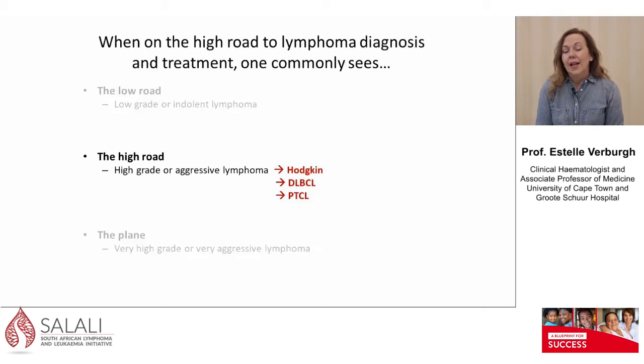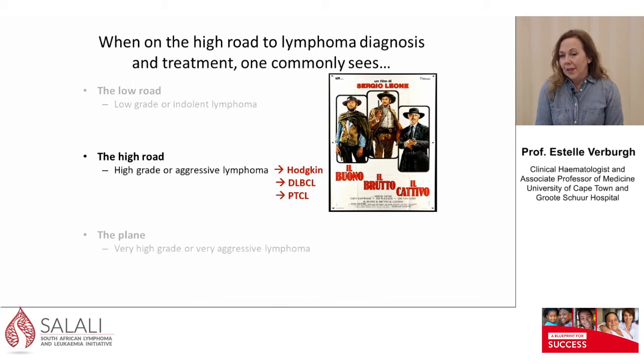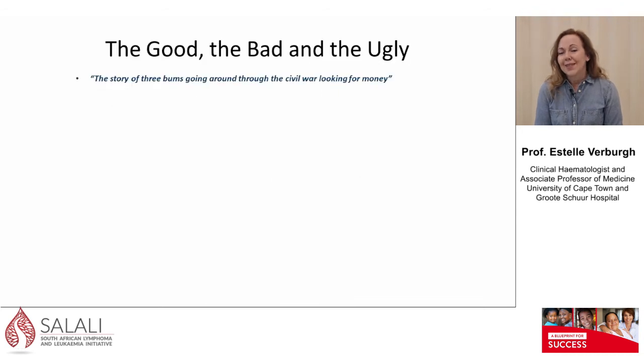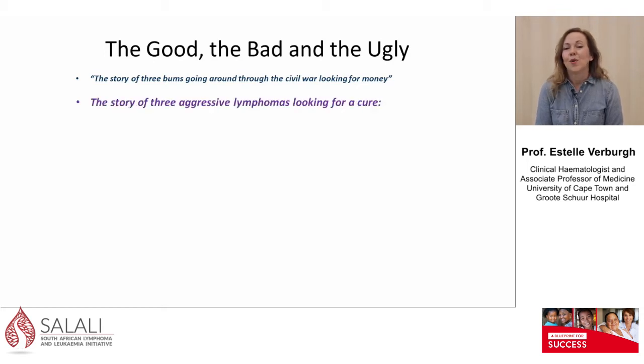So let's look at Hodgkin, DLBCL, PTCL, and I like to call them il buono, il brutto, and il cattivo. That obviously comes from a very well-known movie that is about 30, 40 years old. It was a spaghetti western, very well known, and the story goes, there were 3 bums going around through the Civil War looking for money. So if we make that analogous to our lymphomas, then we will say this is the story of 3 aggressive lymphomas looking for a cure.